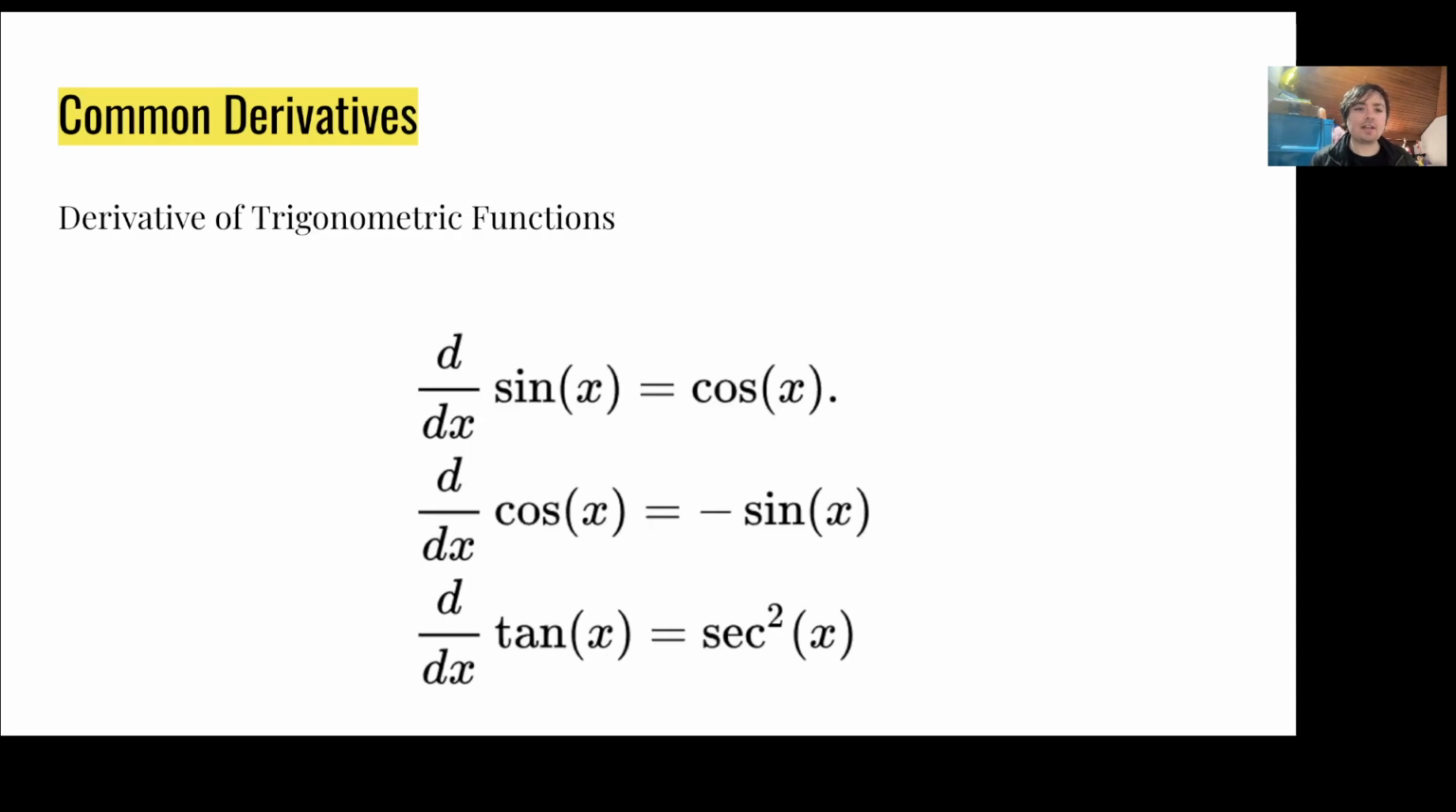Cool. Now, very common trigonometric functions. The derivative of a sine of x function gives you cosine of x. The derivative of a cosine function is negative sine of x, and the derivative of a tangent function is secant squared of x.